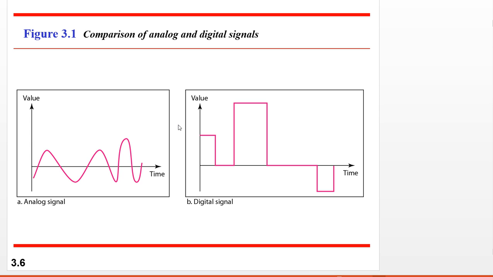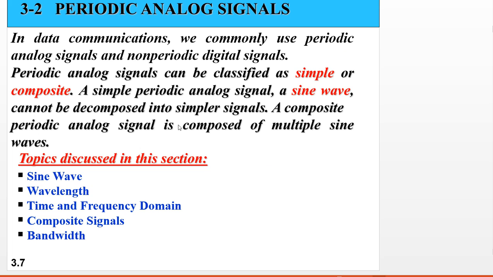Remember this point, I am not writing it here, I am just telling you, you can note it down. Signal may be a periodic signal or a non-periodic signal. Okay, first we can see periodic analog signal. Now in data communication we commonly use periodic analog signals and non-periodic digital signals. Remember this point, this is important. In data communication we use periodic analog signal and non-periodic digital signal.